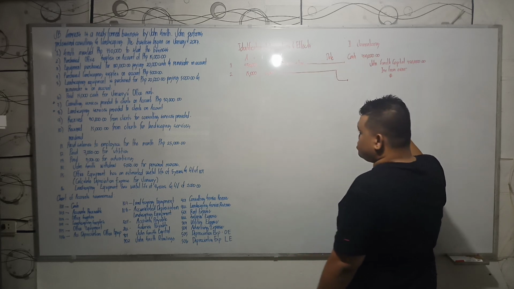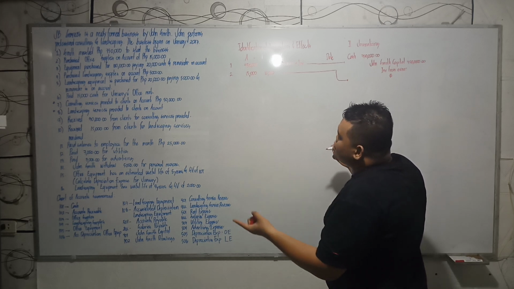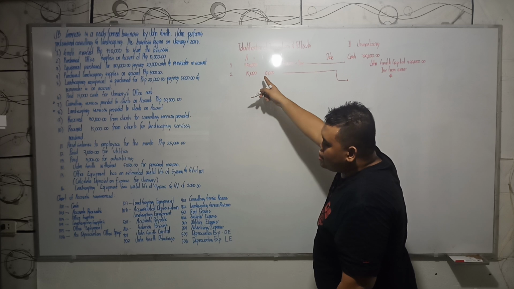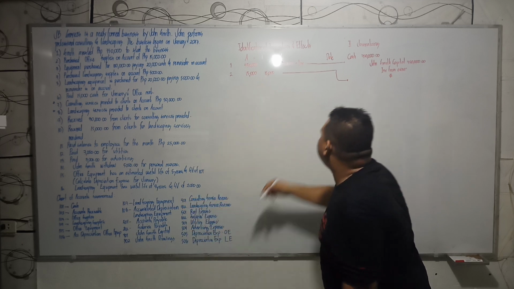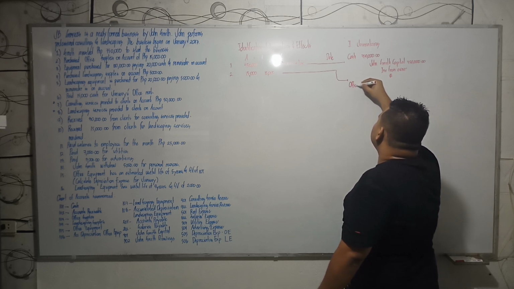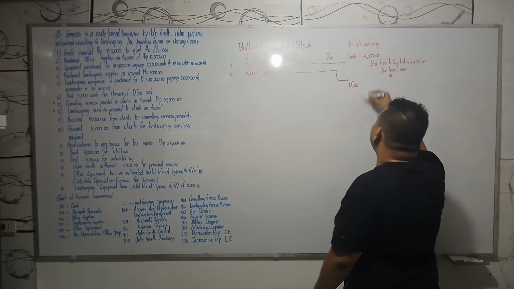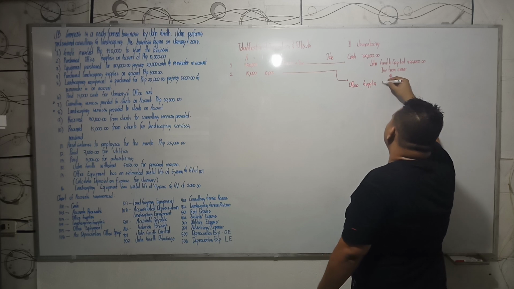Now, if we go to making of the entries, let's put it right here. First, what will happen? There is a supplies that has increased in the assets. Okay? So, supplies debit. Do we have supplies here? No, we have office supplies. So, again, you can never use any accounts that were not listed in the chart of accounts. So, we have office supplies, debit, 15,000.